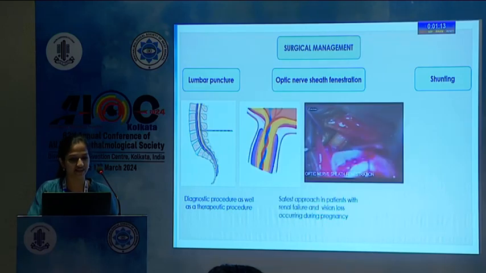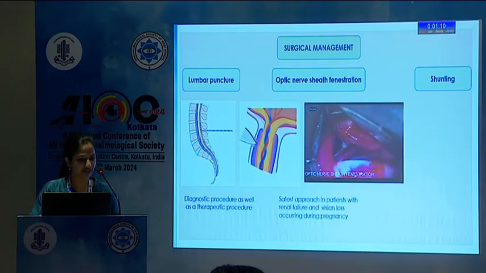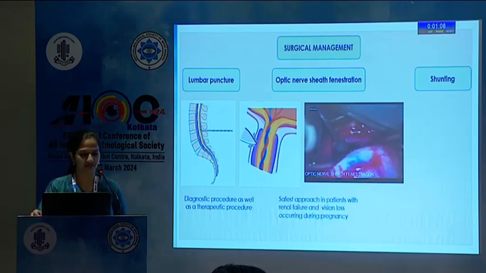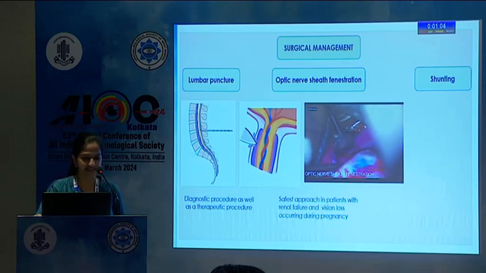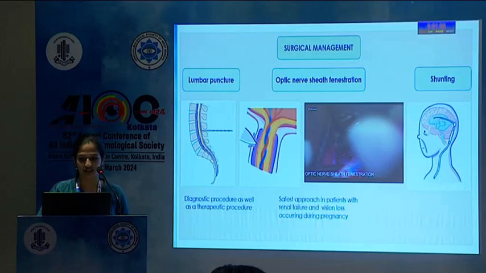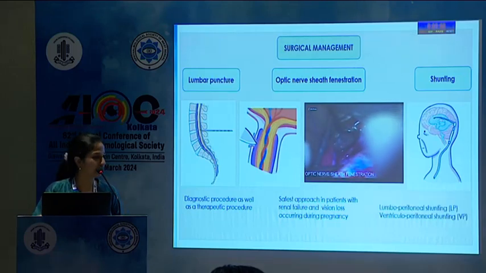In optic nerve sheath fenestration, a window is created in the optic nerve sheath, which leads to the egress of the CSF, thereby relieving the pressure. And shunting, in which lumboperitoneal shunting or ventriculoperitoneal shunting can be done.